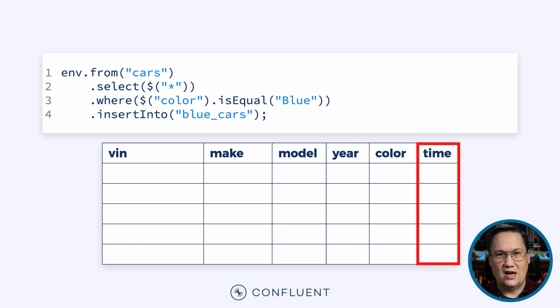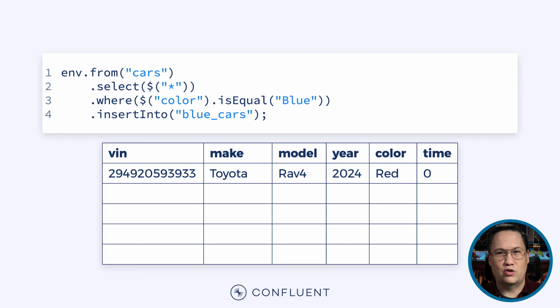Notice that I've added a time field. This represents the number of seconds since the beginning of the stream. At the beginning of the stream, or a time of 0, we encounter a red car. It gets rejected because it doesn't match our criteria. I'll highlight the rejected elements in red. If we treated this like a database query and ran it now, it would return nothing because the only element in the table doesn't match.